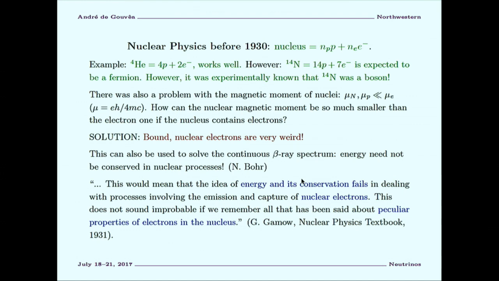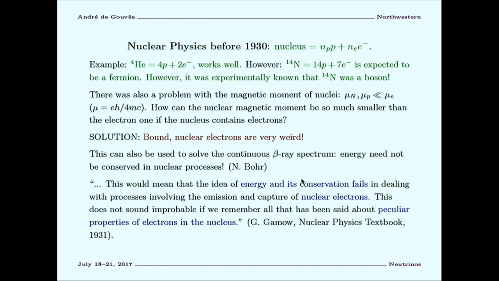This is a quote from Niels Bohr, and it says that maybe energy is not conserved in nuclear physics processes. And again, another thing which is important to keep in mind in this historical context is that this is a textbook on nuclear physics written by George Gamow in 1931, and it contains this sentence here. Gamow, by the way, was sort of a funny guy, so this is consistent. But he says that this would mean that the idea of energy and its conservation fails in dealing with processes involving the emission and capture of nuclear electrons. This does not sound improbable if we remember all that has been said about peculiar properties of electrons in nuclei.